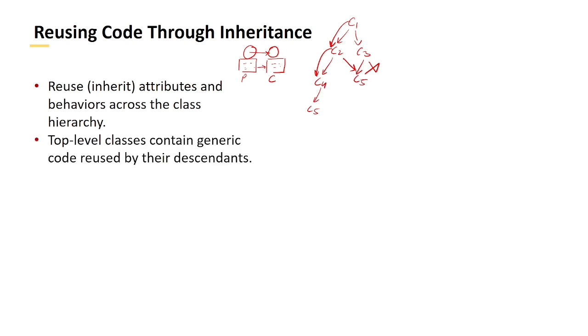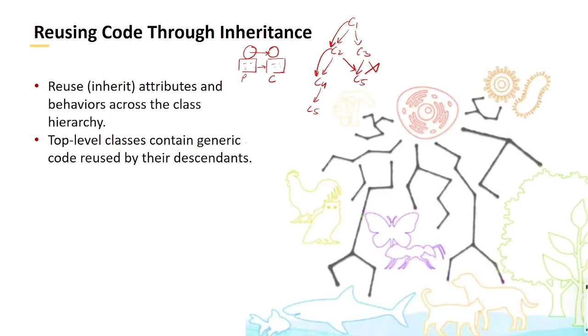So top level classes contain generic code reused by the descendants. You see this is the same example as in biology. So we have amoeba, and from amoeba we have different microbes, right? The theory of evolution says that from this there will be a lot of creatures. So we have the starting of life from amoeba, and then after so many evolutions it has inherited some of the properties and attributes from the amoeba, which has been the starting journey, and other things have formed from it.